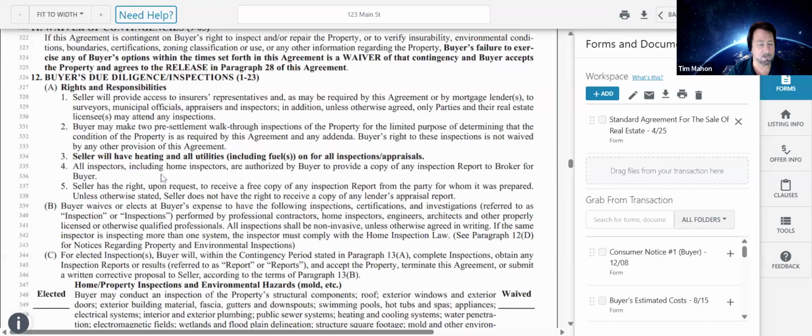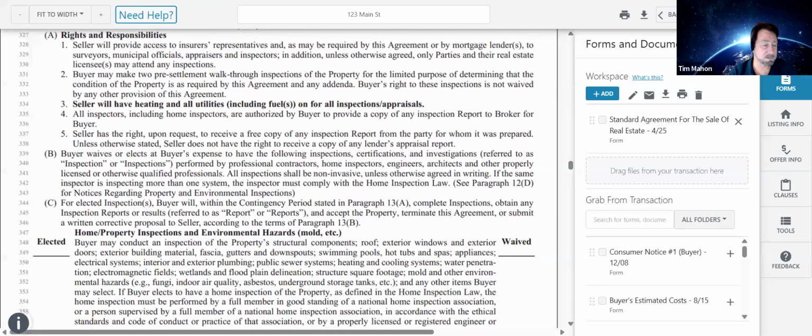Seller will have heating and all utilities, including fuel, on for all inspections and appraisals. How can I inspect the property if the lights are off, if the heat's off? So all inspectors, including home inspectors, are authorized to provide a copy of any inspection report to the broker for the buyer. Seller has the right upon request to receive a free copy of any inspection report for the party for whom it was performed. Unless otherwise stated, seller does not have the right to receive a copy of any lender's appraisal. Sellers do not get copies of the buyer's appraisal.